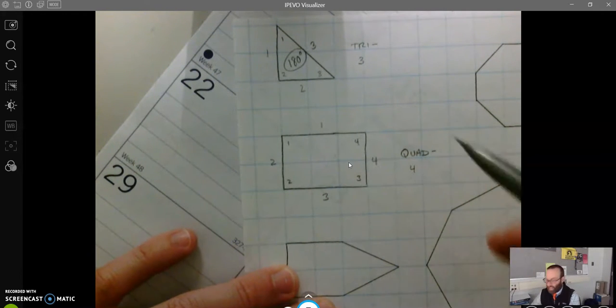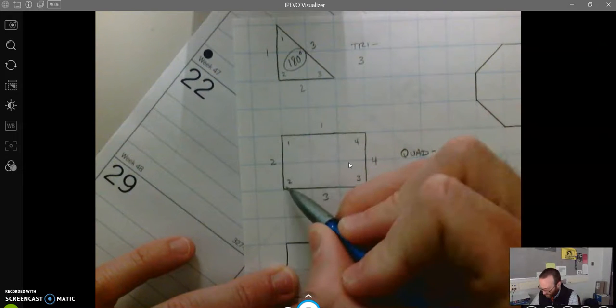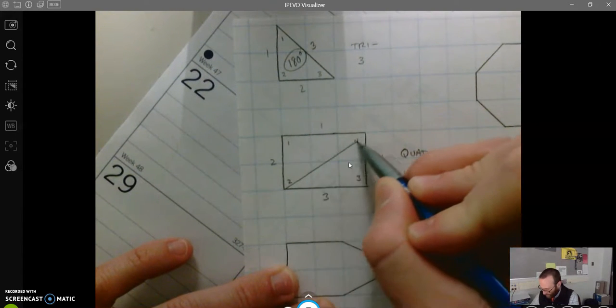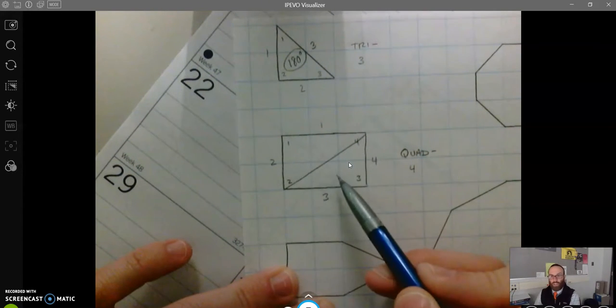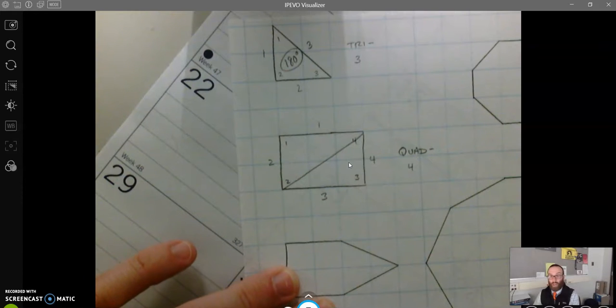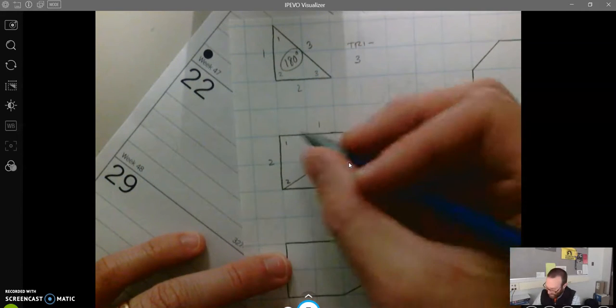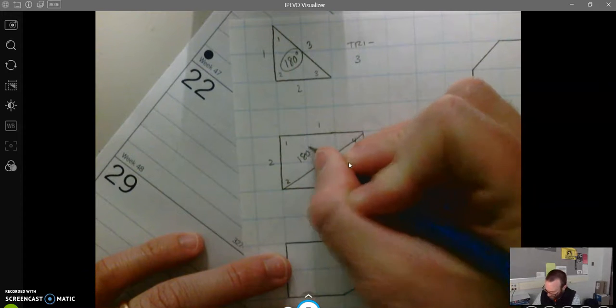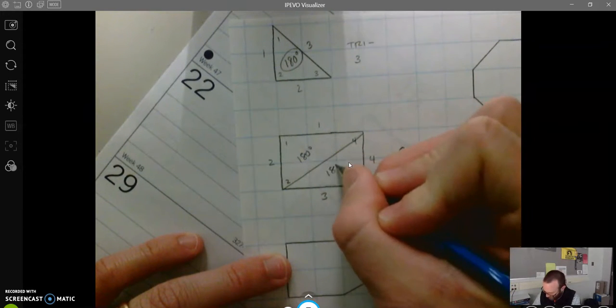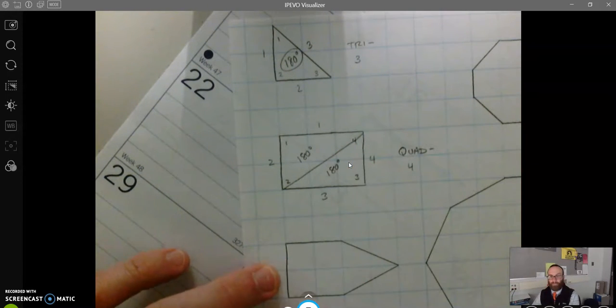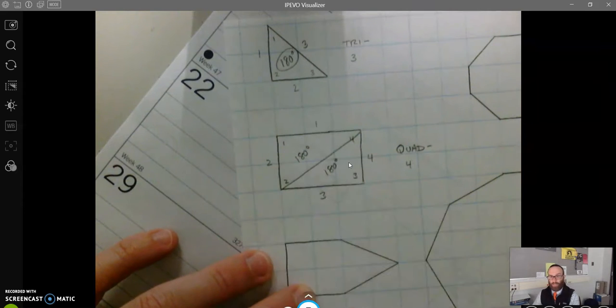But what I want you to see, and what we looked at, is that if I draw a diagonal, really I have 1, 2 triangles here. Every quadrilateral is made up of 2 triangles put together in a different way. That means that there's 180 degrees here and 180 degrees here, because that's what we saw up here with our triangles.